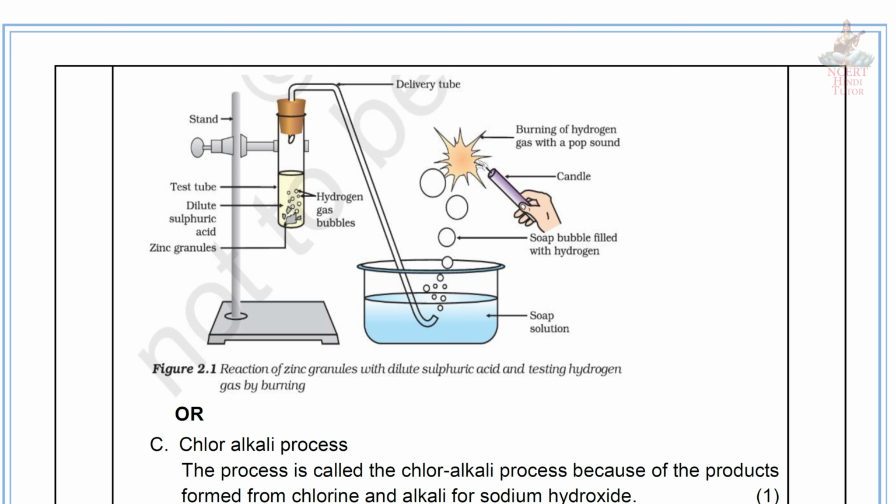So friends, this is the figure. Reaction of zinc granules with dilute sulfuric acid and testing hydrogen gas by burning. This is zinc granules, this is dilute sulfuric acid, this is test tube, stand, delivery tube. Here is hydrogen gas, soap solution, soap bubbles filled with hydrogen, candle, burning of hydrogen gas with a pop sound.